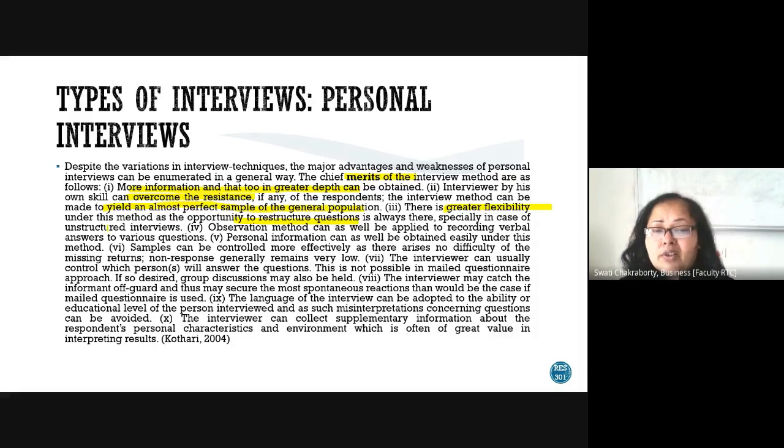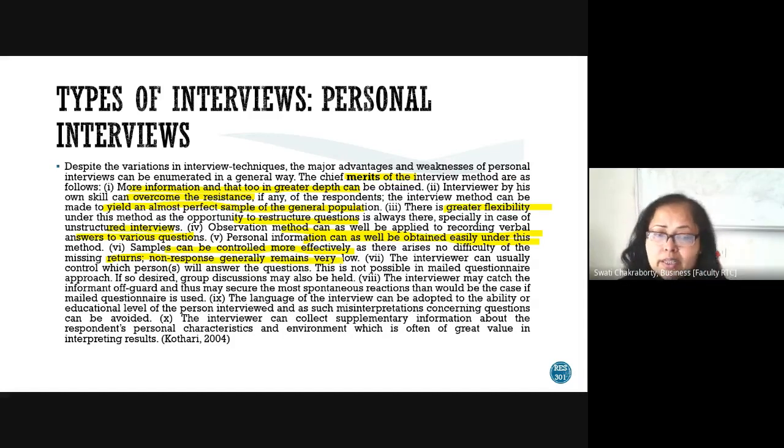Especially where you talk of unstructured interviews. And the observation method can well be applied to recording verbal answers to various questions. Personal information can well be obtained easily in this method. Samples can be controlled more effectively because there does not arise any difficulty of missing returns. Non-response generally remains very low because you're having one-to-one interaction, right?